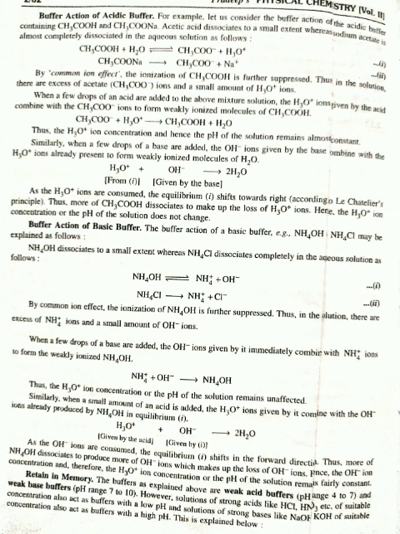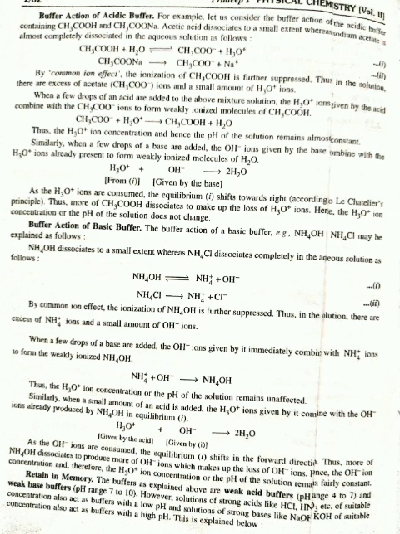Buffer action of basic buffer. The buffer action of a basic buffer, for example NH4OH and NH4Cl, may be explained as follows. NH4OH dissociates to a small extent, whereas NH4Cl dissociates completely in the aqueous solution as follows. By common ion effect, the ionization of NH4OH is further suppressed. Thus, in the solution there are excess NH4 positive ions and a small amount of OH negative ions. When a few drops of a base are added, the OH negative ions given by it immediately combine with NH4 positive ions to form the weakly ionized NH4OH.